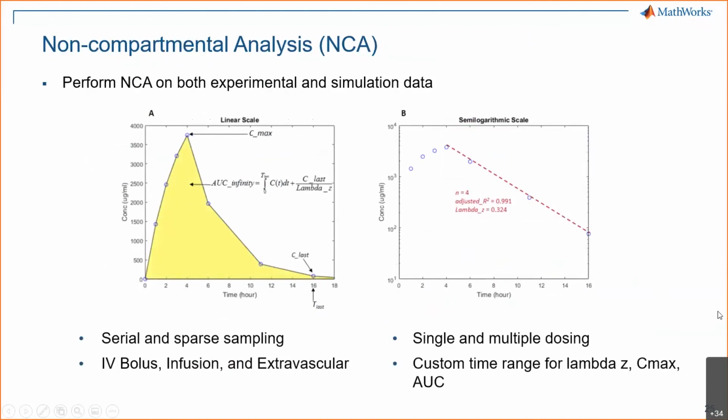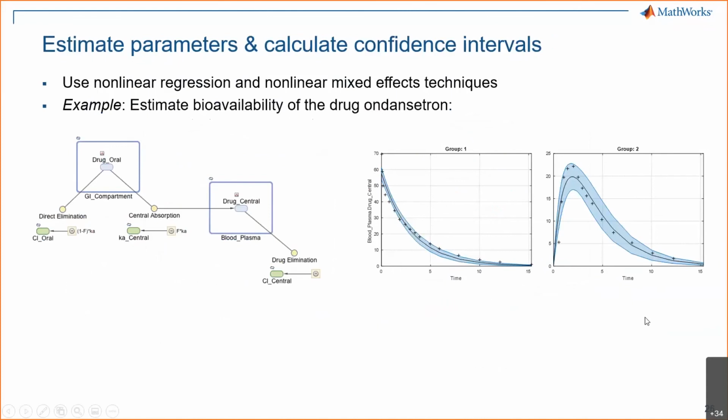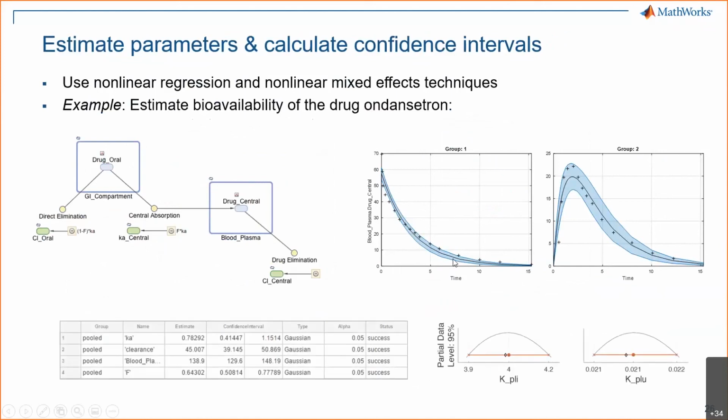Things you can also do, non-compartmental analysis, don't necessarily want to go into the details of that, but this is also included in Symbology. Other things would be, okay, we've seen the parameter estimation to get the confidence intervals also of the predictions, but also of the parameters. There are different techniques that are included, like profile likelihood, for instance.